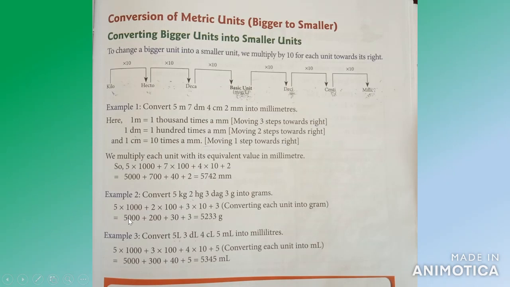Then we'll get the amount 5,000. 5 into 1,000, 5,000. 2 into 100, 200. And then 3 into 10, 30 plus 3. So we'll have the amount 5,233 grams. And then the example number 3 also same thing.